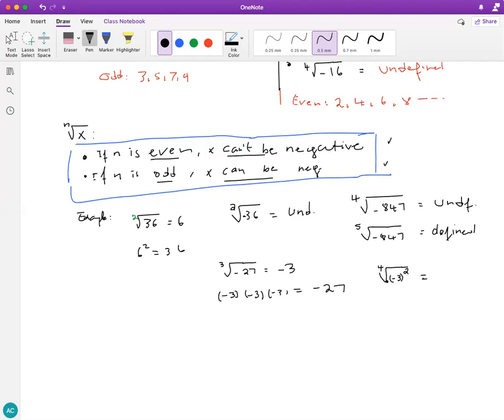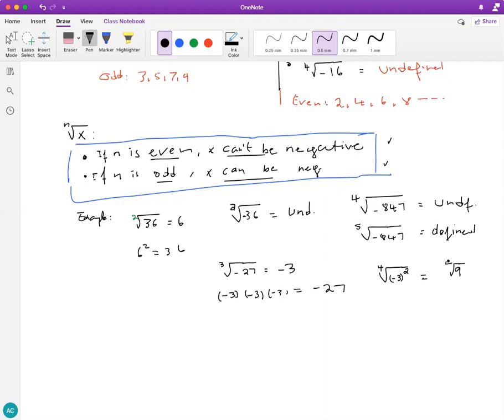But is this a negative number? Basically, when you open the parenthesis, it's going to be positive. So this is not a negative number. Even though you put the negative, negative 3 to the second is 9. It's only undefined if this number is negative and the index is even. This is actually positive 9, not negative 9.